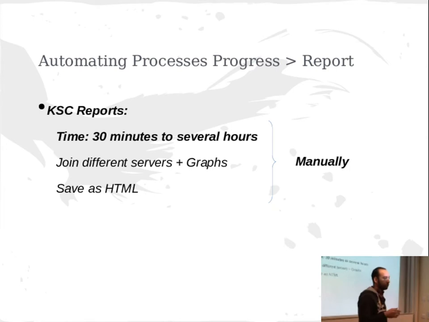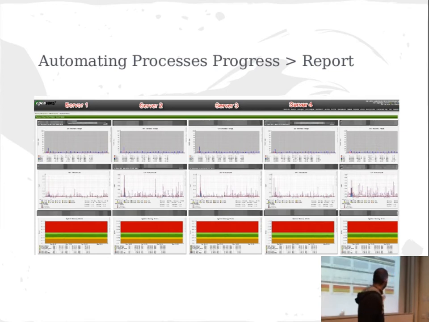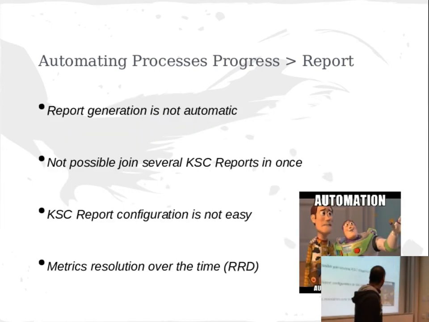This let us join different servers and select all the graphs we want to include in the report, and we could save it as HTML. But it still is processed manually. We have many nodes of one product, so we have to configure a cases report for all those nodes. But still, the report generated is not automatic. It's not possible to join several cases reports in one.